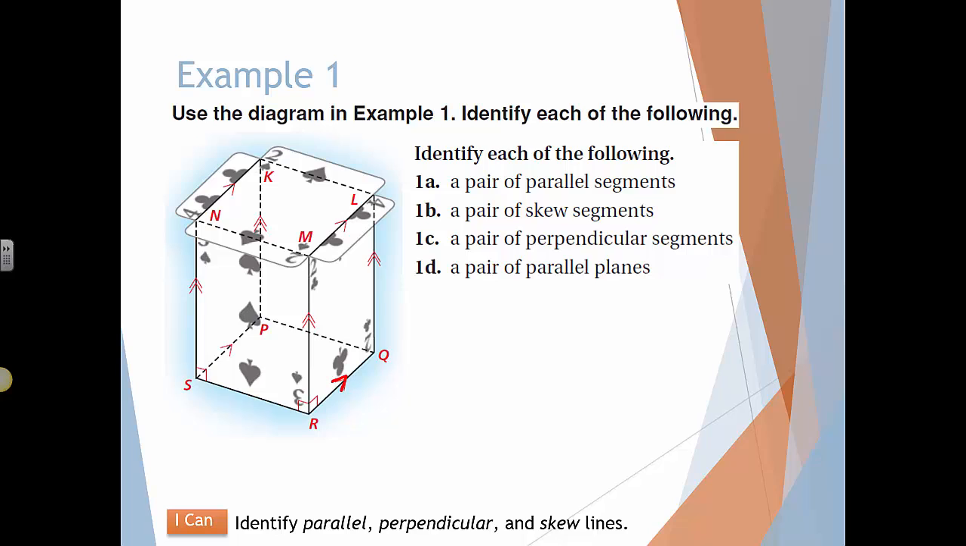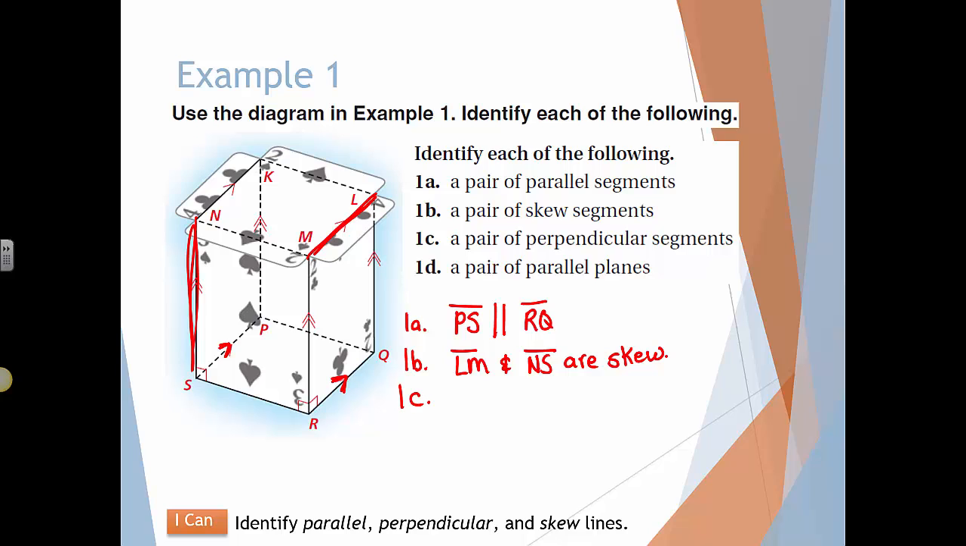I'm looking right here for my arrows. I see arrows here and here. So I am going to say segment PS is parallel to segment RQ. So that's my answer for 1A. 1B, a pair of skew segments. I am going to say segment LM, and that's right here, and segment NS are skew. There's no symbol for skew.